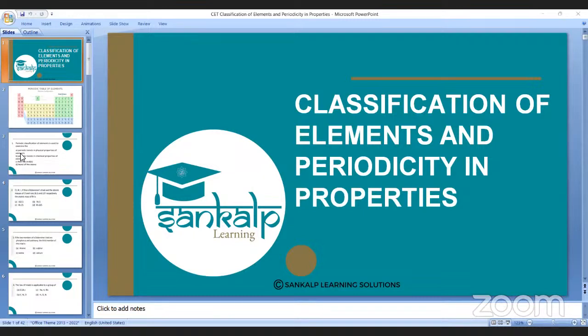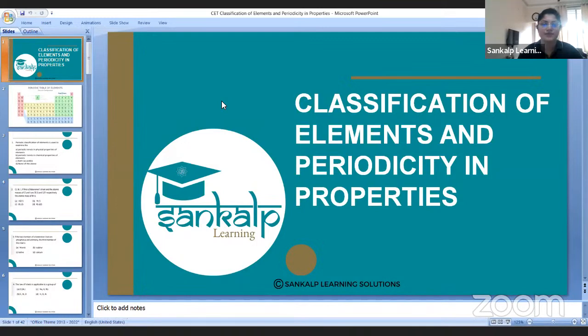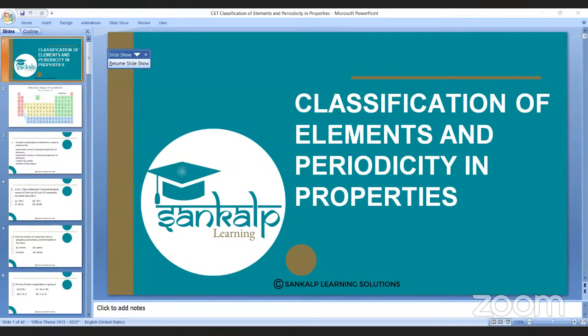Okay. So this is the first question. Periodic classification of elements is used to examine the A, periodic trends in physical properties of elements, B, periodic trends in chemical properties of elements, C, both A and B, and D, none of the above. How is the classification of elements done? Based on what? So periodic classification of elements is used to examine what?